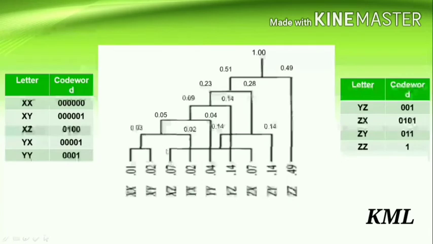So find the minimum two probabilities from this set. We have 0.03 here and another minimum is 0.02. So we combine them together, we get 0.05. Okay. So now we have 0.05, 0.07 and these ones. So now let's find the minimum two. We have 0.05 and this one 0.04. Combining them we get 0.09.